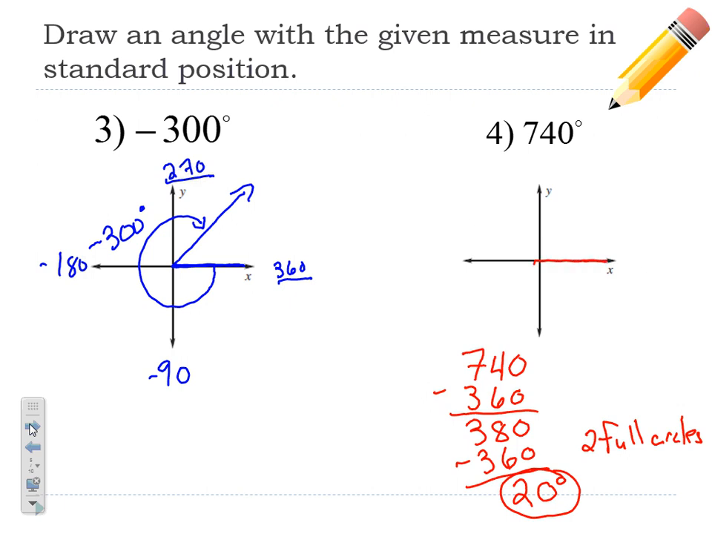So I start with my initial side. I go around once, twice, and now I have to go to 20 degrees, which is about right there, give or take. That's where this is going to end. So this is 740 degrees. All right, ladies and gentlemen, very important that we go around as many times as necessary. All right, moving on.